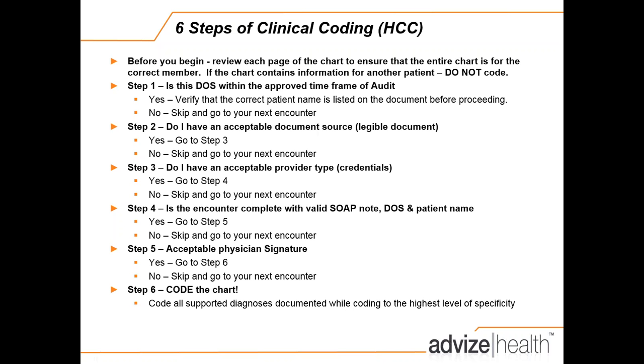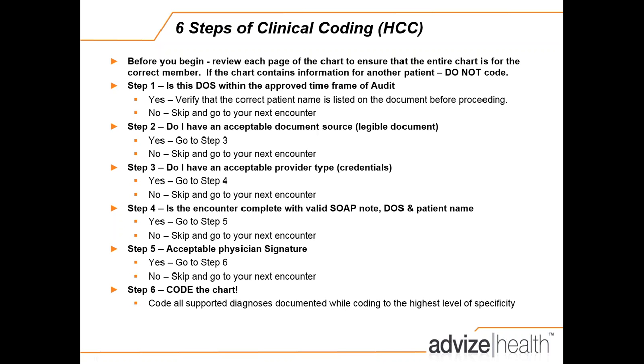Step 5 is acceptable physician signature. That piggybacks from step 3, where I mentioned an acceptable signature type. For an electronic signature, it is going to be your provider name, the credential, the date, and the time. Those components must be present with an electronic signature, and we'll get into more of that in the slides to come. If it's a handwritten signature, do we have a letterhead with that provider's name listed on top? Those are acceptable physician signatures. If it's there, we move on. If not, we skip and go to the next encounter.